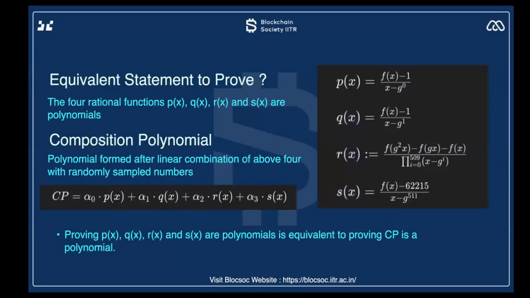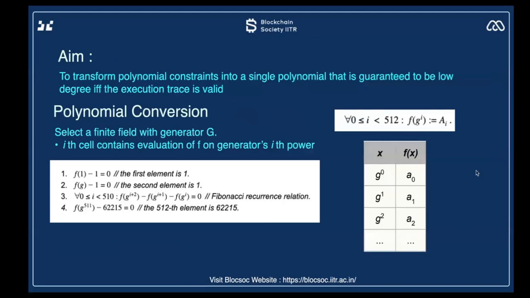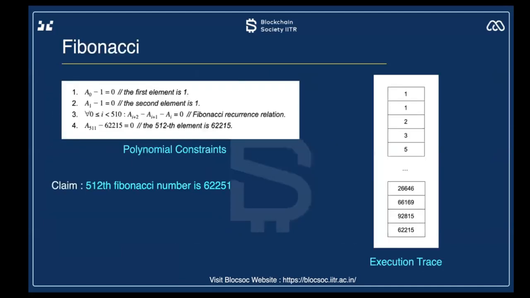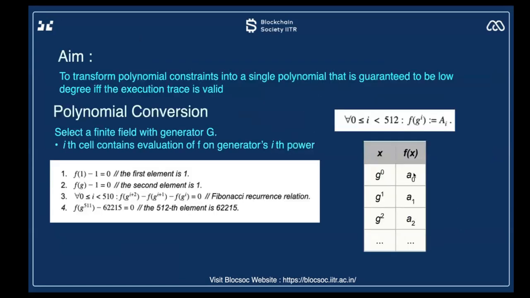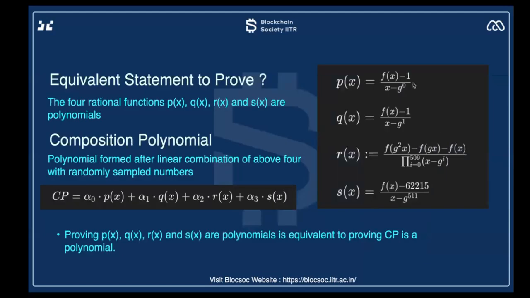The number of elements in the execution trace was equal to 512 because we have calculated Fibonacci numbers till 512. So when we calculate the f(x) polynomial through Lagrange interpolation, which we discussed in the previous lecture also, the degree of f(x) will be at most 511, and we would use this fact to find the upper bound of the degree of these four polynomials.